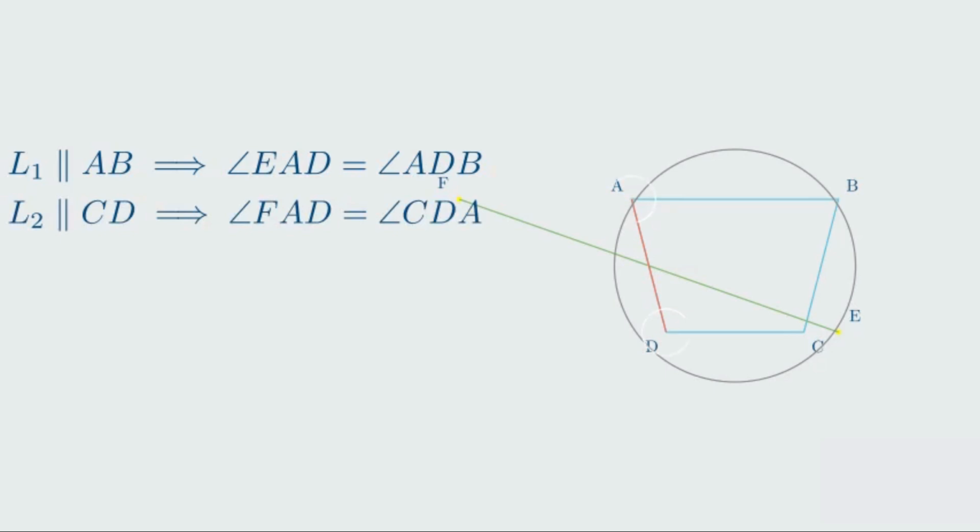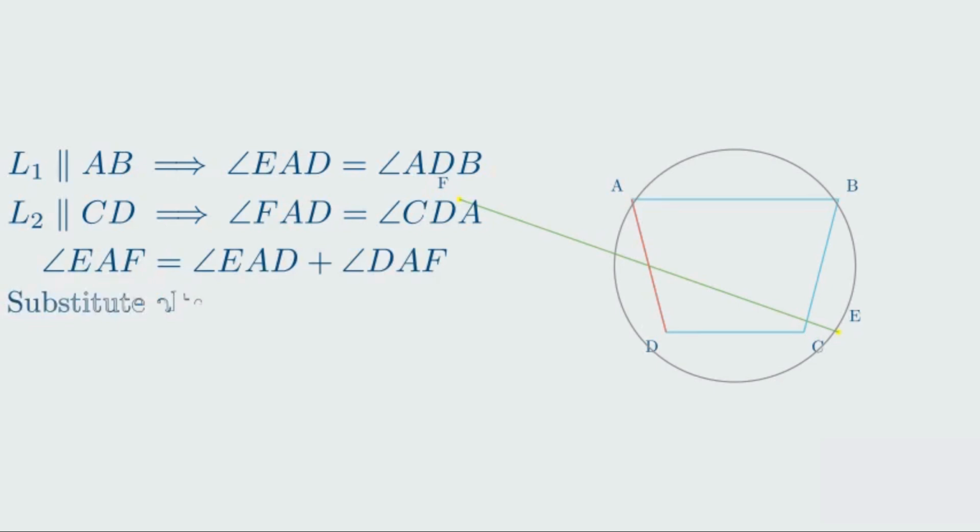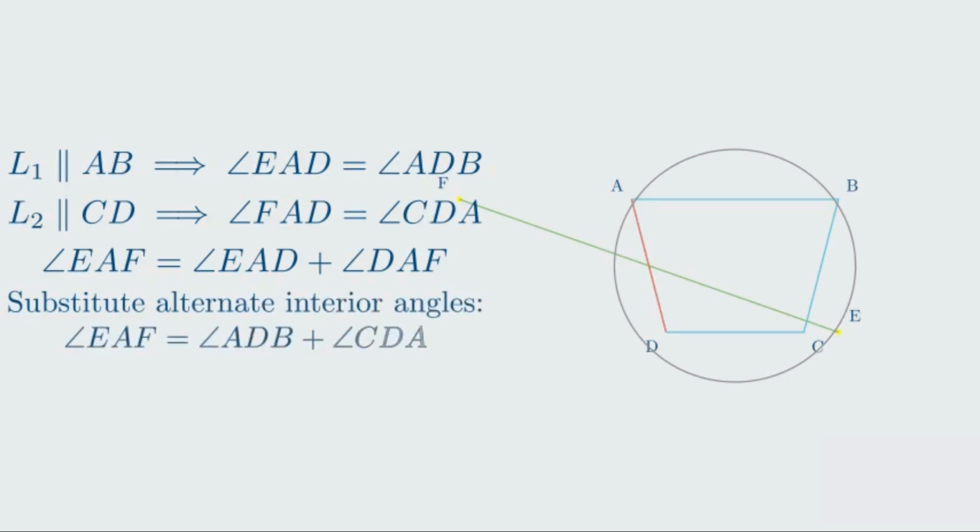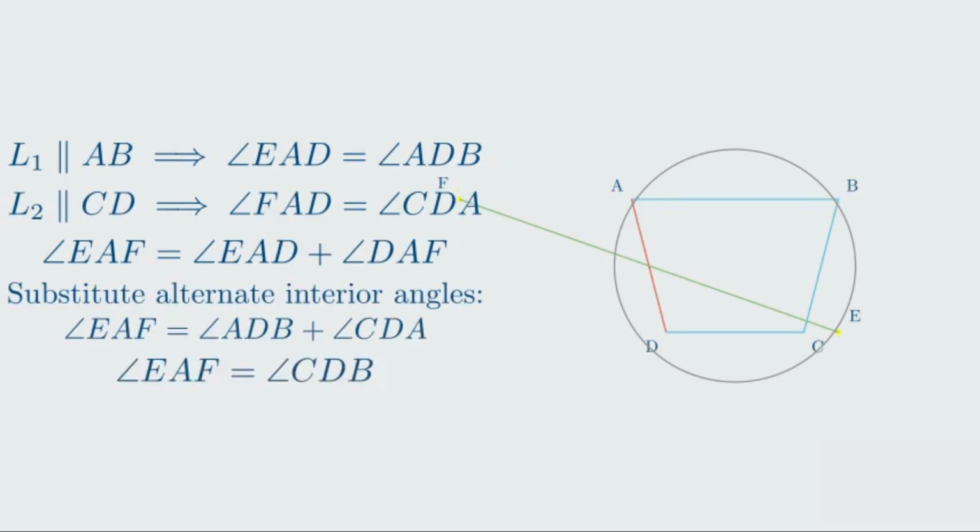Now we have all the pieces we need for the proof. Let's start with angle EAF. Angle EAF is the sum of angle EAD and angle DAF. We can substitute the equal alternate interior angles to get that angle EAF equals the sum of angle ADB and angle CDA. This sum, ADB plus CDA, is exactly equal to the angle CDB. This gives us our first key result about angles. Angle EAF is equal to angle CDB.